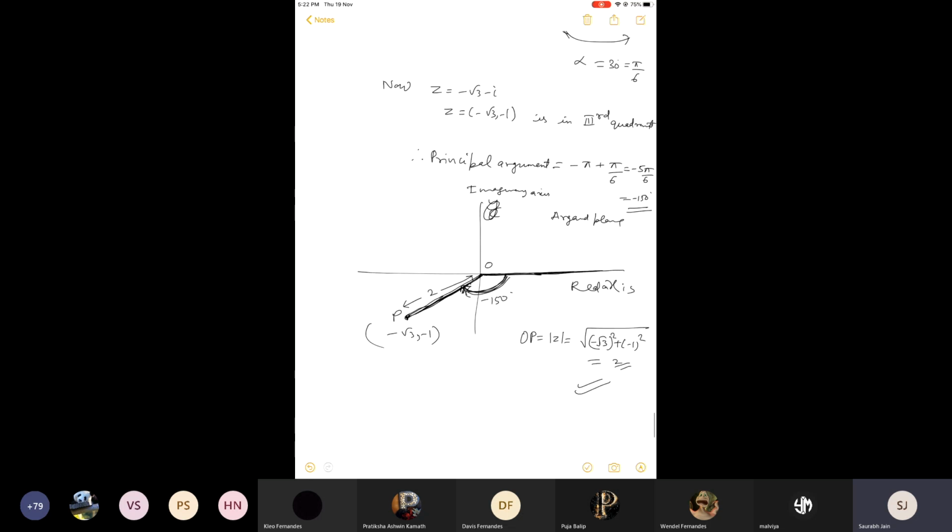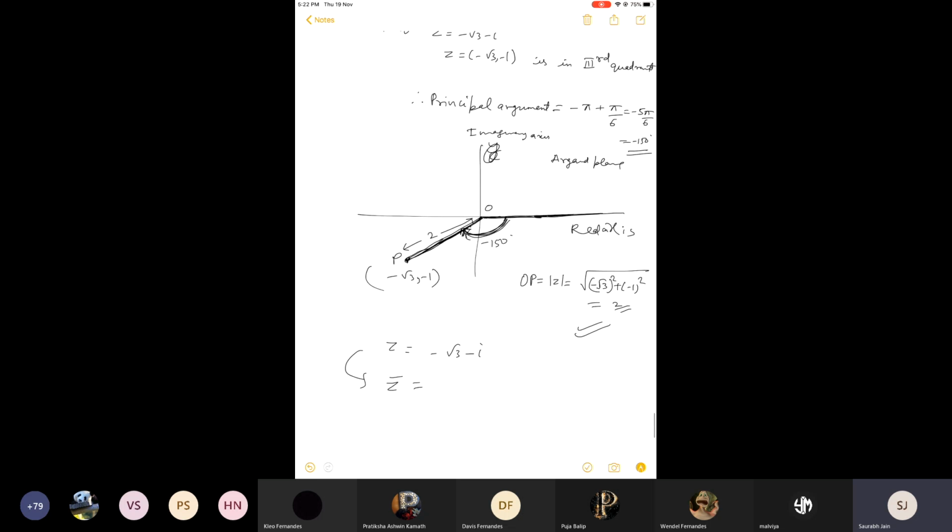If in the same question, someone asks you about the conjugate, today we have discussed three important terms: one is modulus, then conjugate, and third is argument. So if someone asks you about the conjugate, now you can write the conjugate as well. This is minus root 3 plus iota. So this is everything which is related to complex number in NCERT.